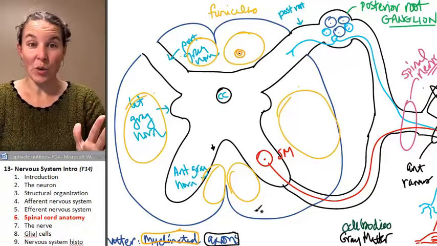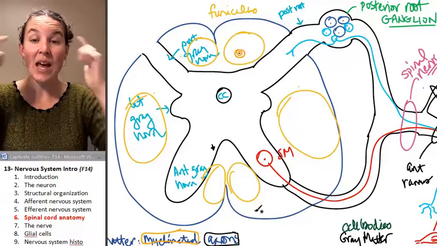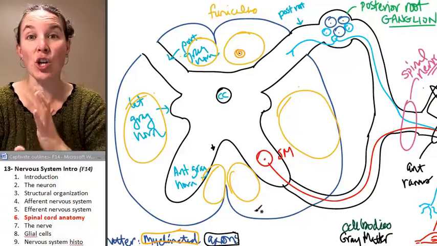But that's your spinal cord. I think that's everything that you need to know. Now let's look at the anatomy of a nerve itself.